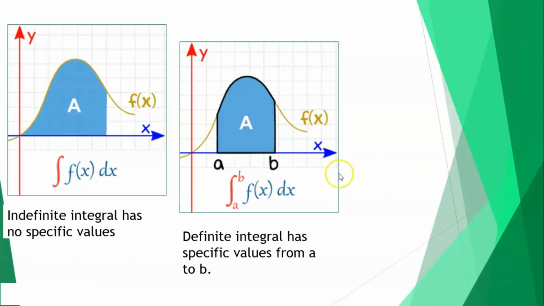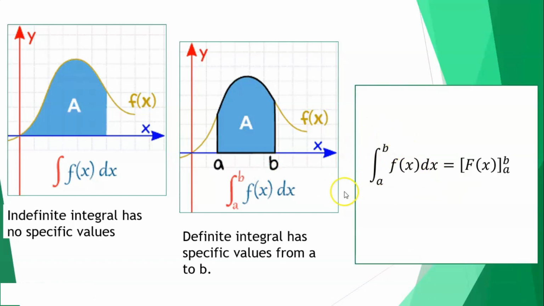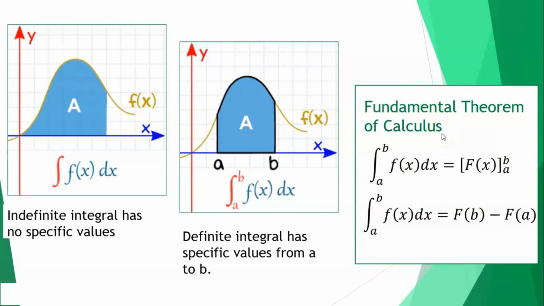So writing this in notation form, we will have this, the integral of f of x dx evaluated from a until b. So the first thing to do here is solve for its indefinite integral. So next step is substitute the upper limit and the lower limit to the integral, then subtract. This is also known as the Fundamental Theorem of Calculus. So let's have an example.